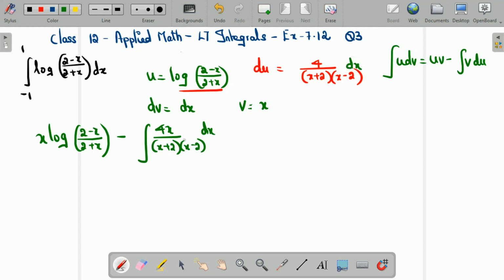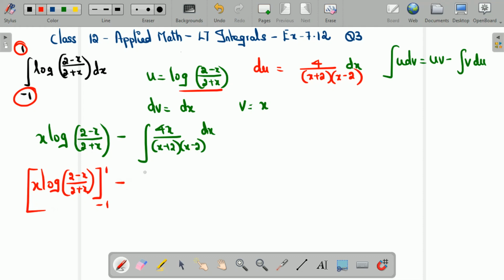So now let's do this integration. Remember, nowhere have we applied the limits yet. We have yet to work on it. So first let's finish all this, and after that we can apply the limits. So this part we have finished the integration, and we will apply the limits. So I'm going to mark this as x log of (2 minus x) divided by (2 plus x), where the limits have to be applied, minus 1 and plus 1.